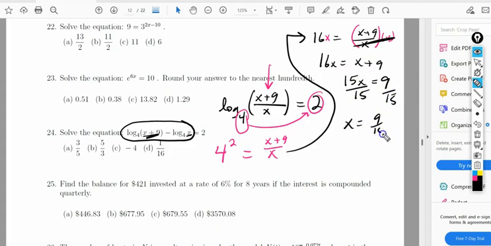It's just that 9/15 is not reduced. So you can do 9/15, then press the math button, then enter to give it in the lowest form. Or 9 is the same as 3 times 3, and 15 is the same as 3 times 5. Now the 3's cancel because we have a product there. And x is equal to 3/5. So the answer to 24 is A.